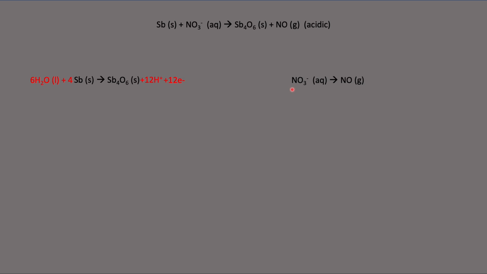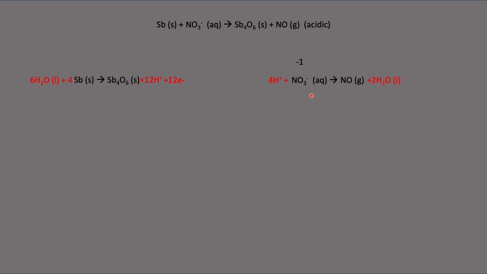Let's look at our other half reaction. NO3 minus to NO. So do our nitrogens need to be balanced? No, they're already balanced, so that's great. What about our oxygens? Yes, our oxygens need to be balanced. We have 3 here, we have 1 here. So we need 2 more on this side to make 3. So that's what we do here. We add 2 waters, 2 oxygens. So that gives us 3 in total here to match the 3 here. Because we added water, we've now added 4 hydrogens. So we need to balance with H plus ions on this side. So we do 4 H plus.